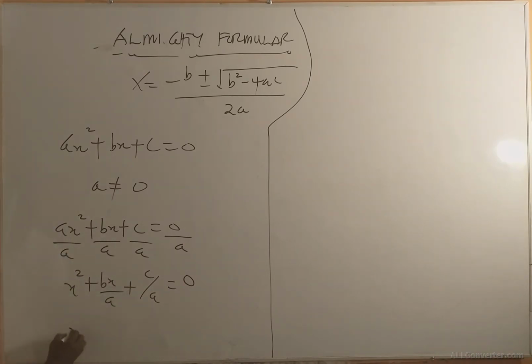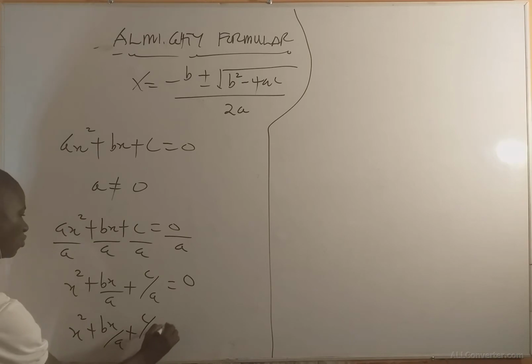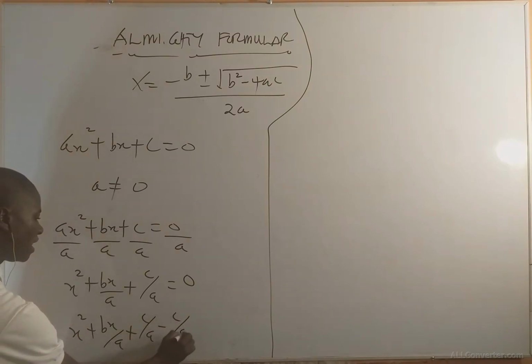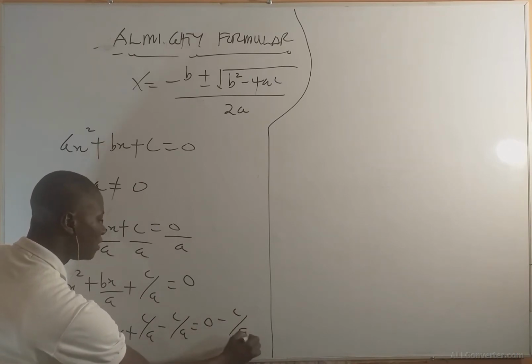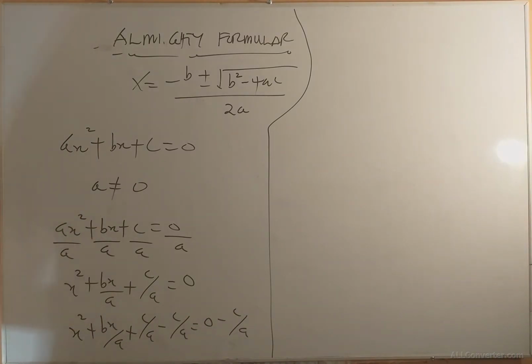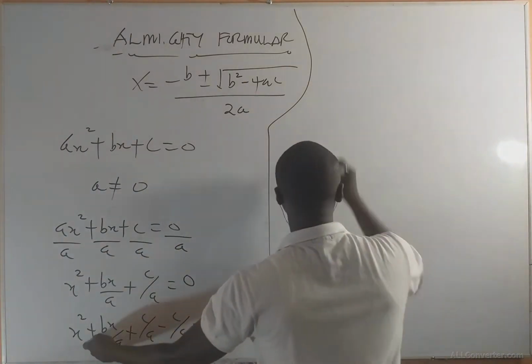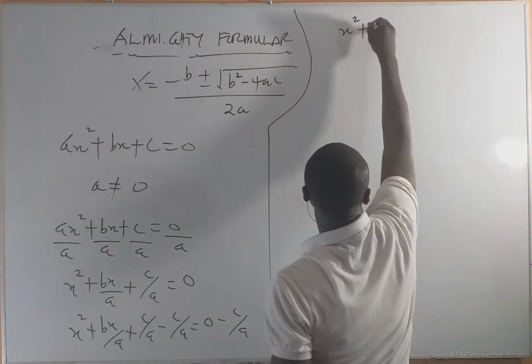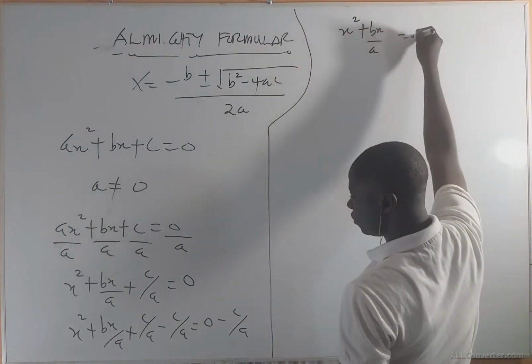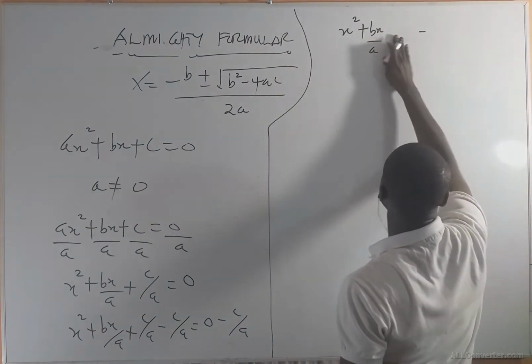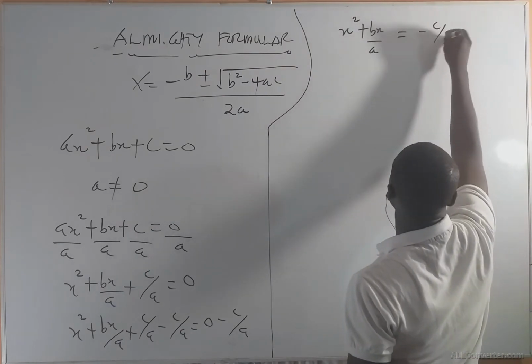So this is what we are talking about. We have x squared plus bx over a plus c over a. We subtract c over a from the left hand side, then we do the same thing to the right hand side. When we do that, we have not changed the equation. So c over a minus c over a will give us 0. On the left, we now have x squared plus bx over a, which is equal to 0 minus c over a, that is, minus c over a.